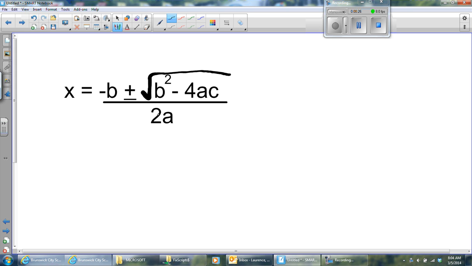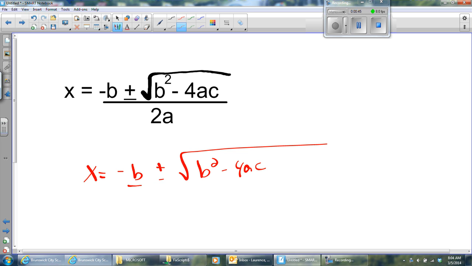All over 2a. X equals negative b plus or minus the square root of b squared minus 4ac all over 2a. Come on, Ellie, sing along. X equals negative b plus or minus the square root of b squared minus 4ac all over 2a. If you get this down, hey, wait a minute, Bradley, you weren't singing.